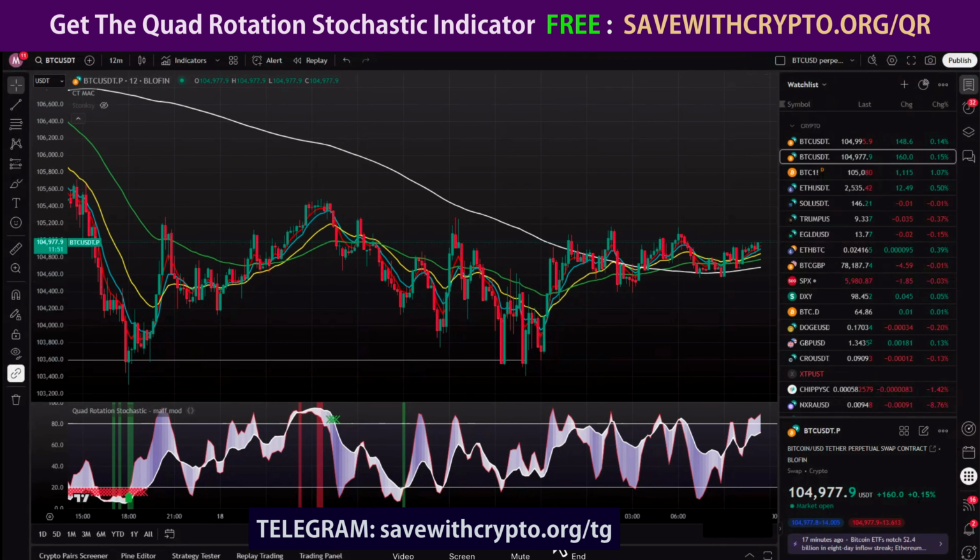Sure. Yeah, so essentially, from the previous version, of course, you've got the four stochastic lines, each of which represents a different time frame.